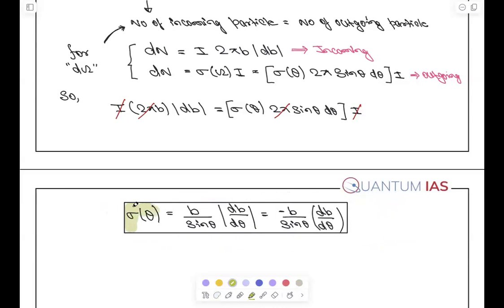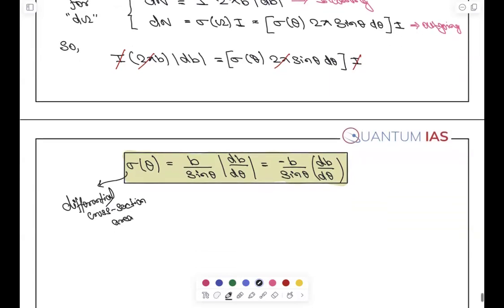What is this sigma theta? Total cross section area? Differential cross section. Totally sigma only. It is dependent on theta, na? It is what? Differential cross section area. It gives us the probability from theta to theta plus d theta. ये probability कहाँ से कहाँ देगा? Probability for theta to theta plus d theta, or if you go into 3D, omega to omega plus d omega. ठीक है? Why we have written minus here? Because when b increases, theta is decreasing.